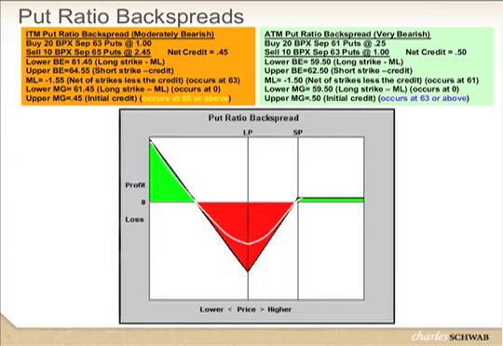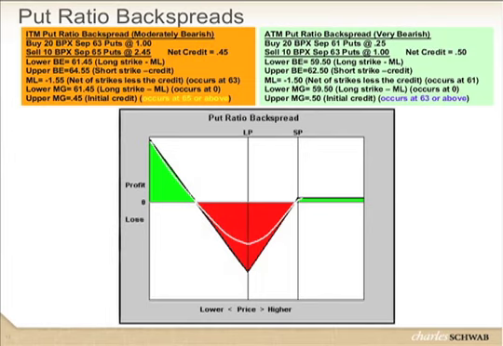So this is a 2-point spread. I subtract the amount of the credit I brought in, which is 45, and I end up with a maximum loss of $1.55. Then to calculate my lower break even, I take my long strike and subtract my max loss, and I end up with a lower break even down around 61.45.